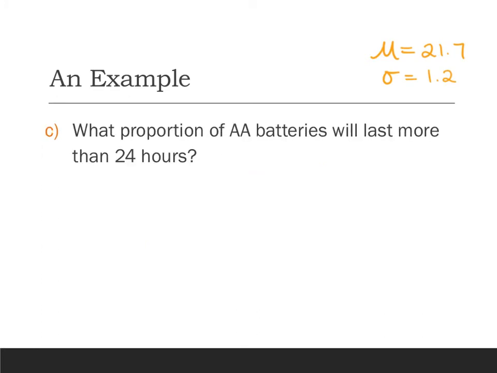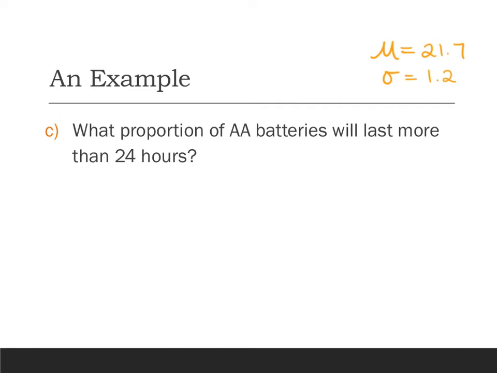All right, so now we're actually wanting to find a proportion, or what's the probability. All of these things mean the same thing. What percent of batteries, what proportion of batteries, what's the probability that a battery will last. All of those questions end up doing the same process for finding the answer. So we want to know what proportion of AA batteries will last more than 24 hours.